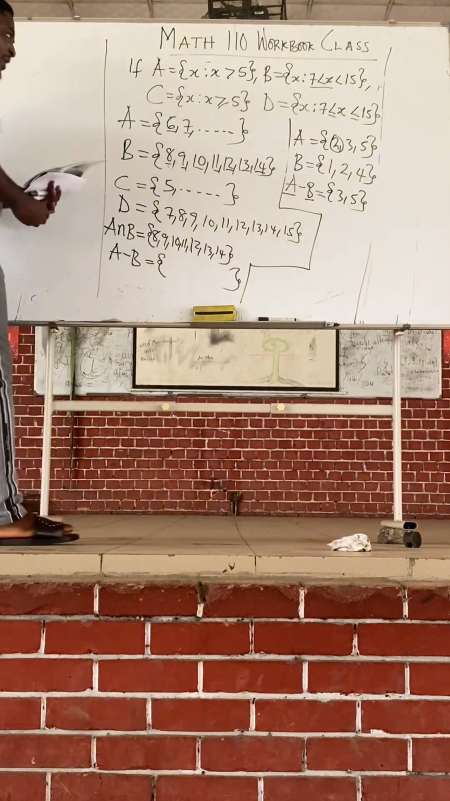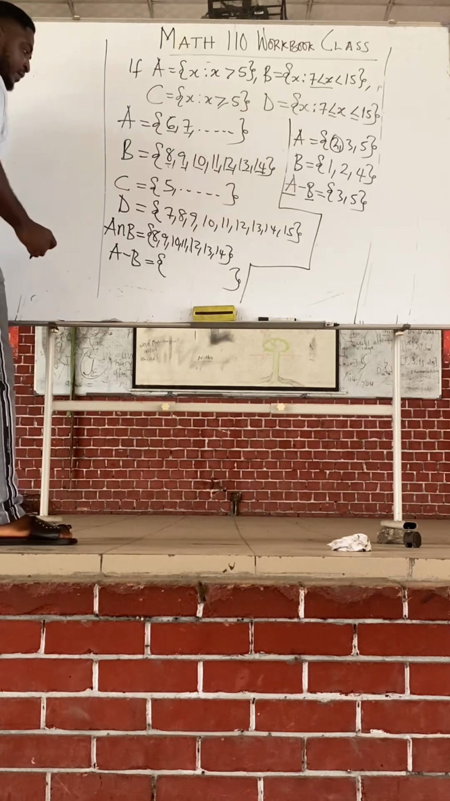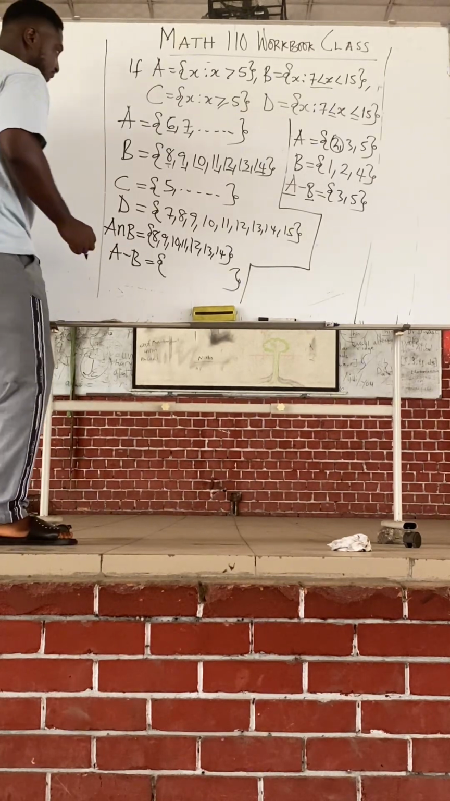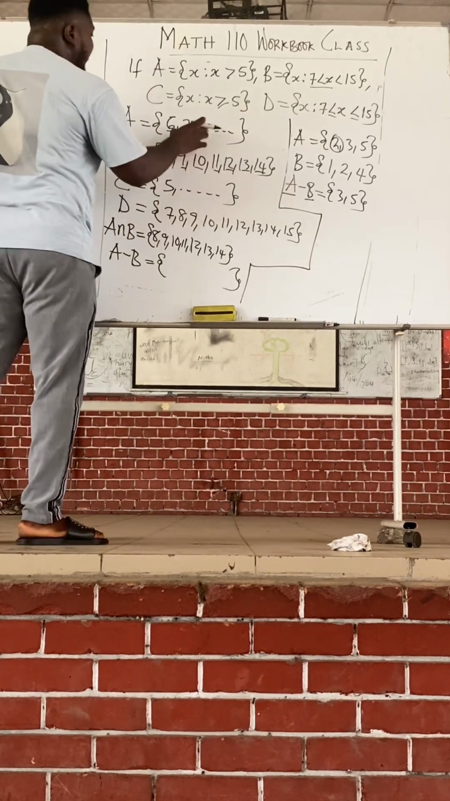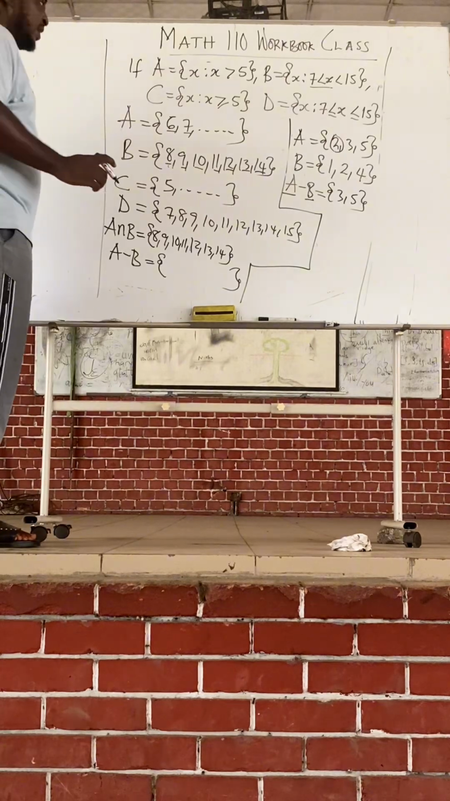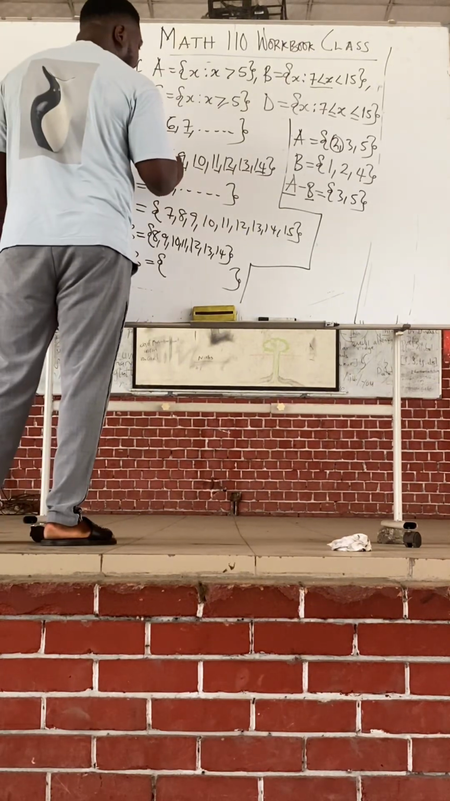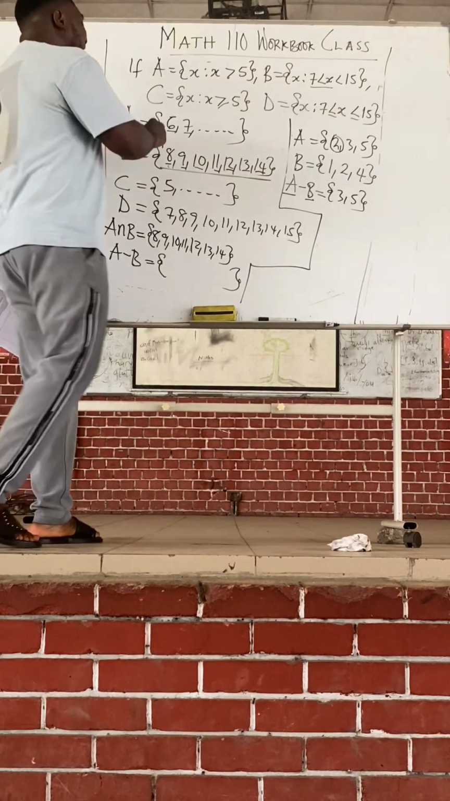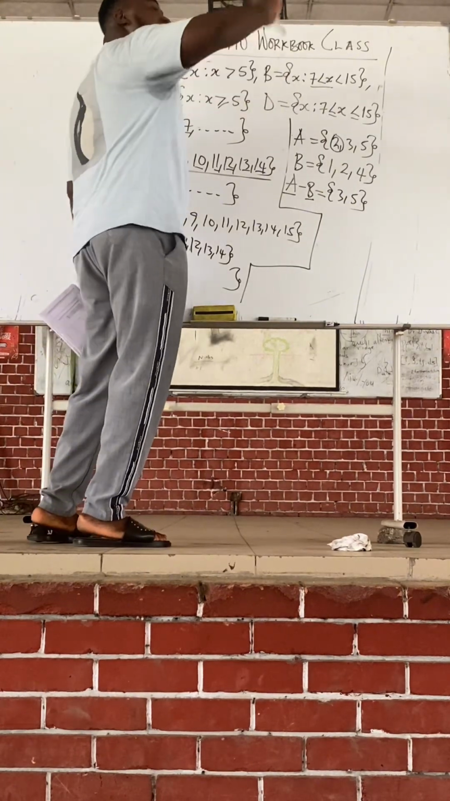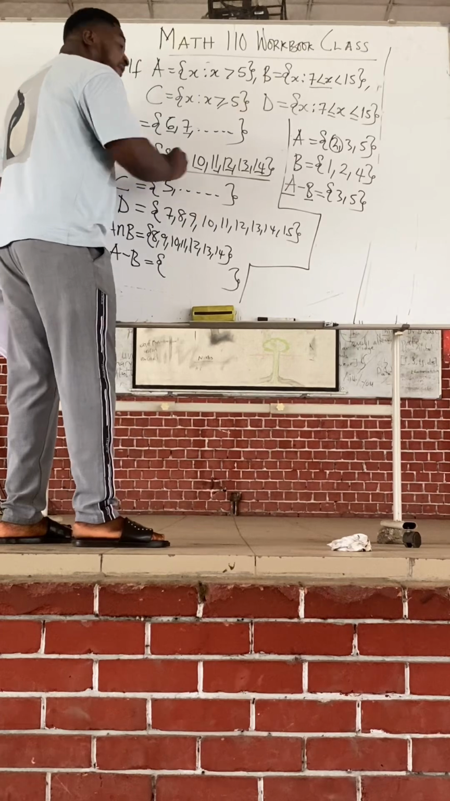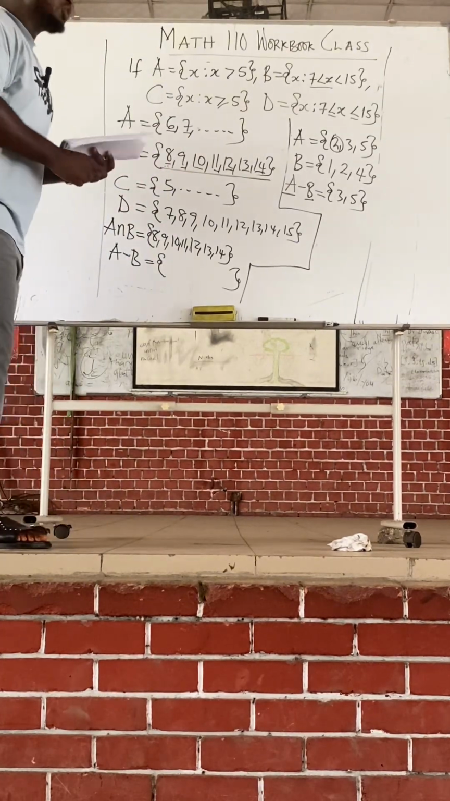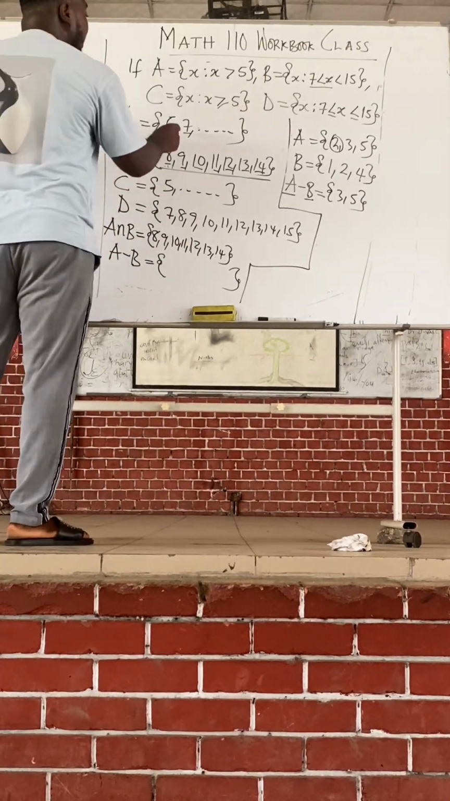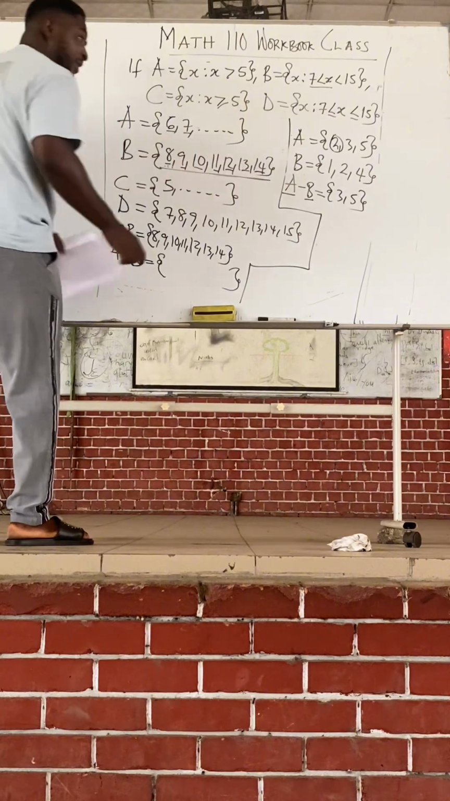Now class, A minus B. A minus B means subtract every member of B from A. All these members of B are in A. Do you agree? Because A is 6, 7, 8, 9, 10, 11 till infinity, right? So A will cover every member of B. So class, we need to find a way to list members of A and subtract all these numbers from it.